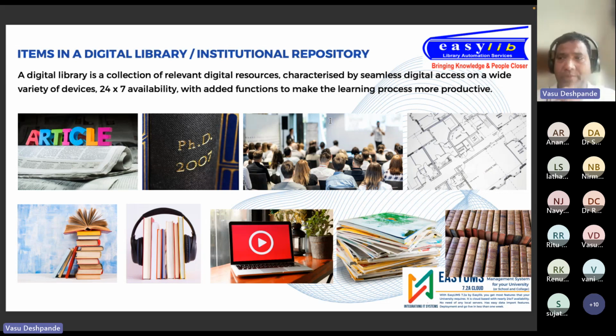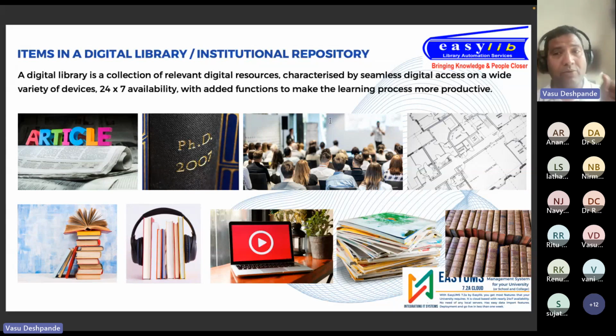So the student should be able to pick a book and read; the digital library should be as simple as opening that and reading. So seamless digital access on a wide variety of devices. I could have an iPhone, somebody could have any of the 15,000 different Android devices, Mac, PC, and so on. 24/7 availability with added functions, right? Of course, this being a technology, we need added functions to make the learning process more productive.